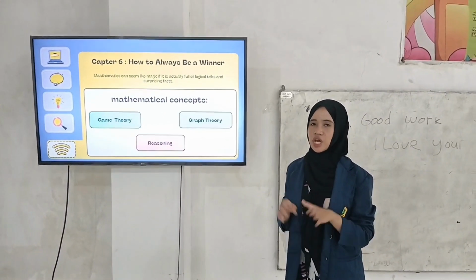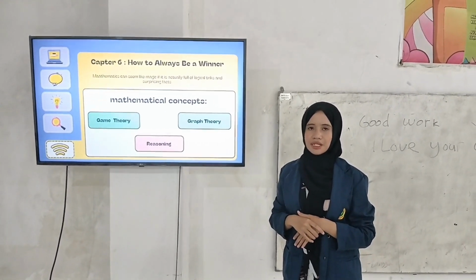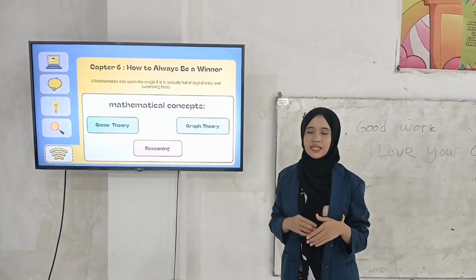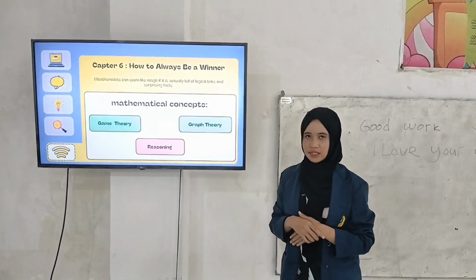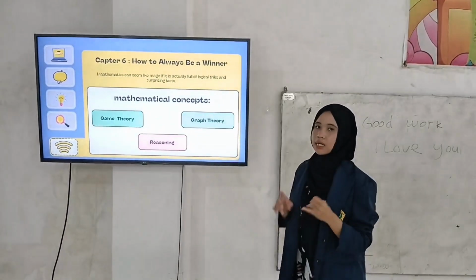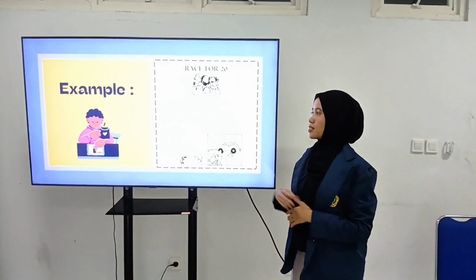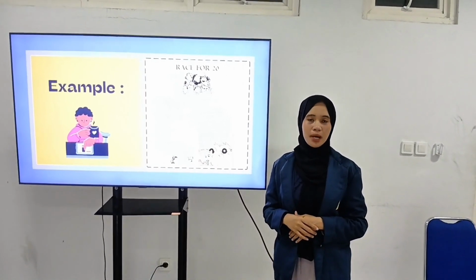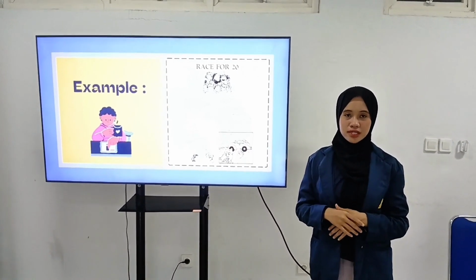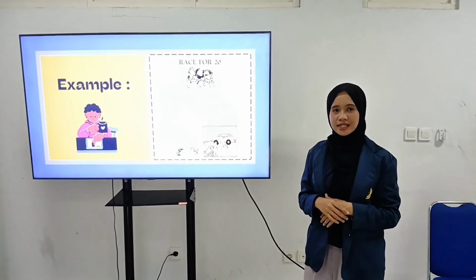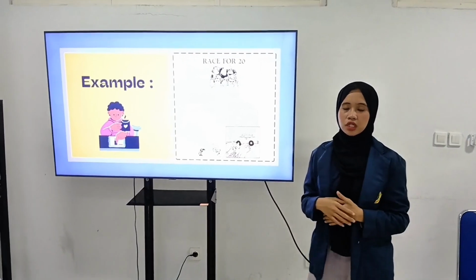Now we are going to chapter 6 about how to always be a winner. Mathematics can seem like magic, but it is actually full of logical tricks and surprising facts. The mathematical concepts are game theory, brain teasers, and reasoning. Before we go to the example, I want to explain to you about reasoning. Reasoning is a thinking process that involves analyzing and rational judgment to reach a conclusion or understanding.